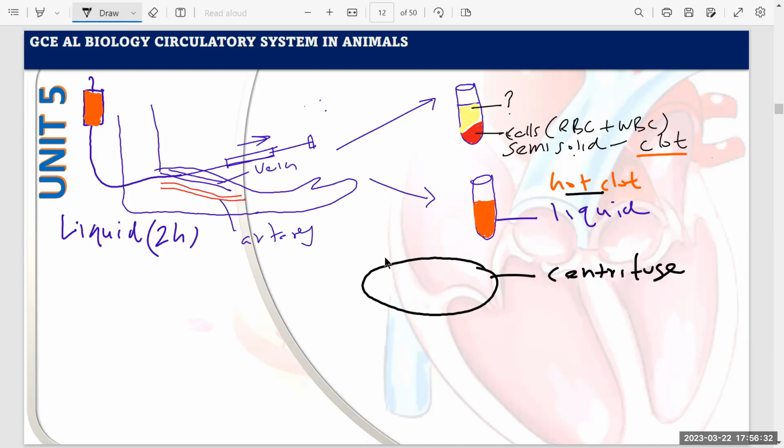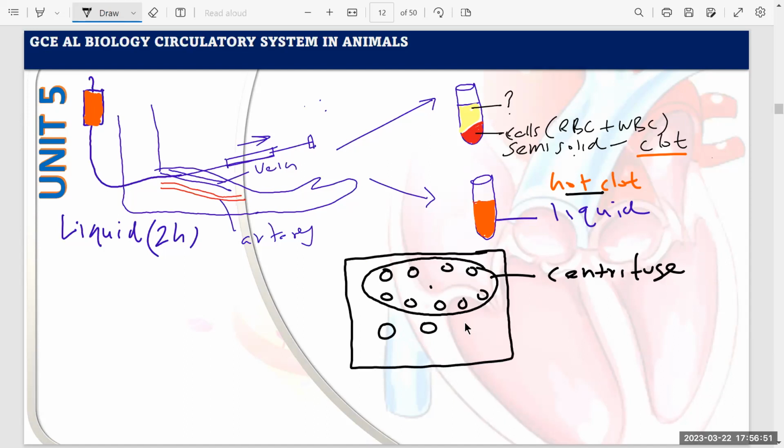Now the centrifuge. They have holes like this, and we can place the tubes inside the holes. After that, we can close it, and then we can change the rotation speed. So this is the axis, and it is going to rotate around the axis at high speed.